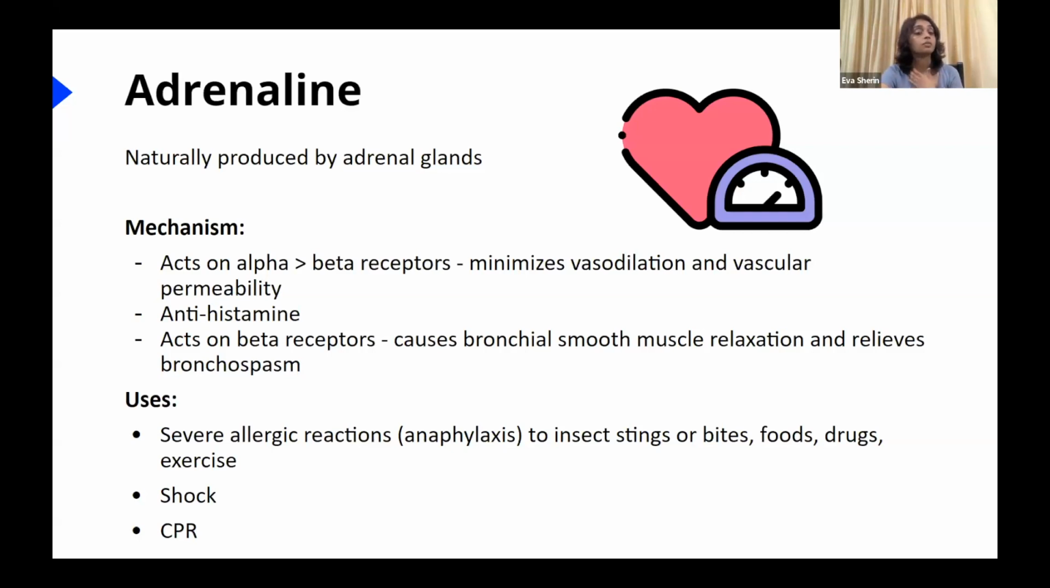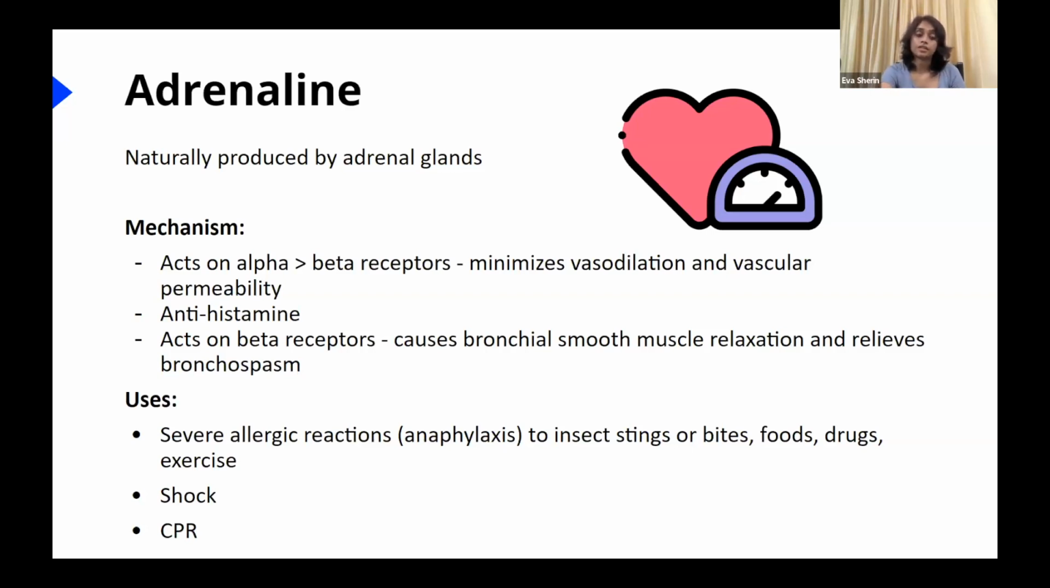It also acts on beta receptors as well. That's how it helps with your asthma. It causes bronchial smooth muscle relaxation, also relieves any bronchospasm. That is one of the reasons why it's also used in acute asthma situations.